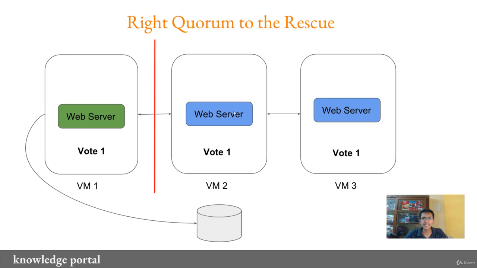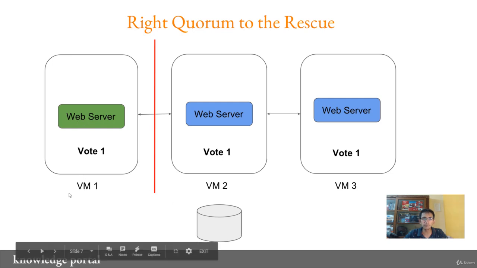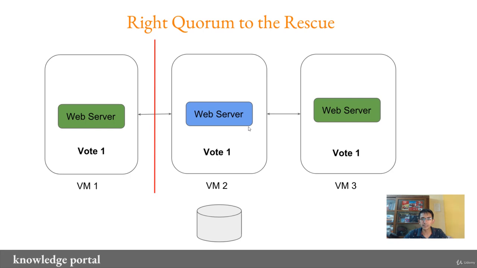So then the right hand side part will win, and since the VM1 has only 1 vote, it will remove its connectivity from the centralized storage here and the VM3. So there will be an algorithm which will choose a new master between these two. So let's say that the VM3 has been chosen as the master. So now this master will go ahead and connect to the centralized storage.